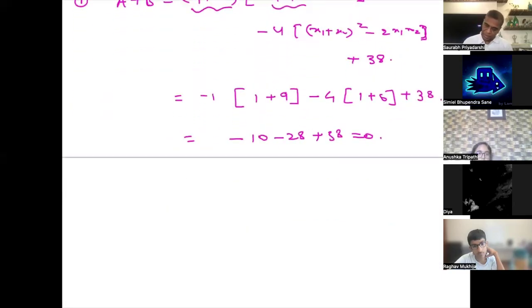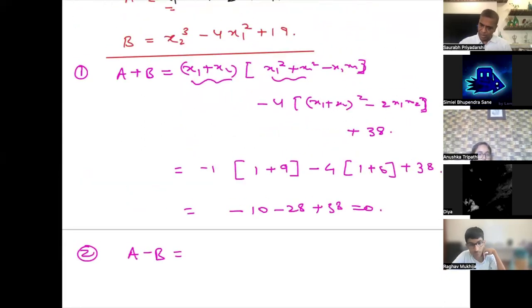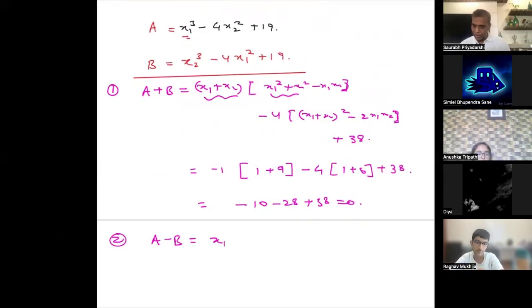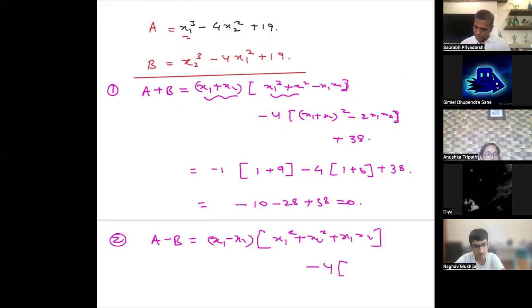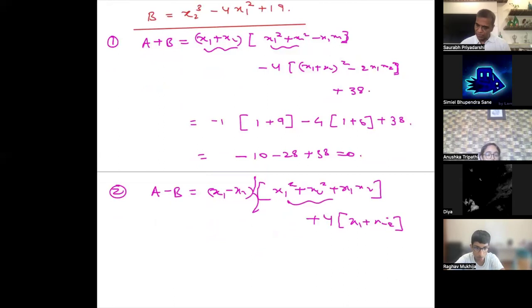Now, similarly, can I find this A minus B? What is this A minus B in this case? You can see x1 minus x2 is common out, and this will be x1 square plus x2 square plus x1 x2, minus 4 times of, x1 minus x2 is common out from this. So this becomes x1 plus x2 minus minus plus. So this value is coming as x1 minus x2 times x1 plus x2 the whole square, minus 3 minus 4. This is coming as 0.